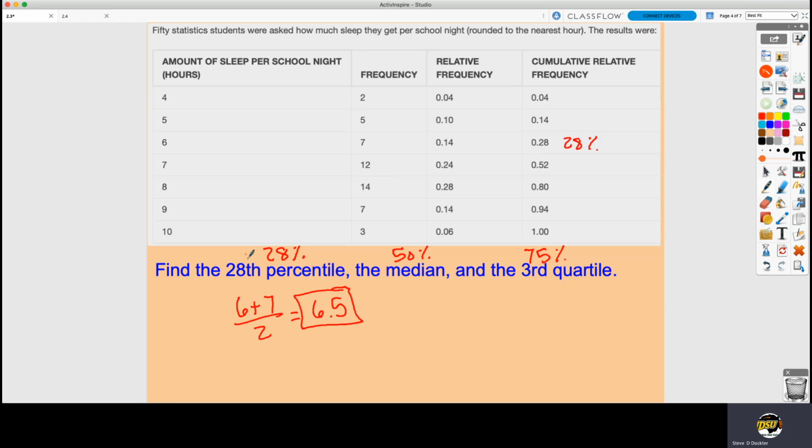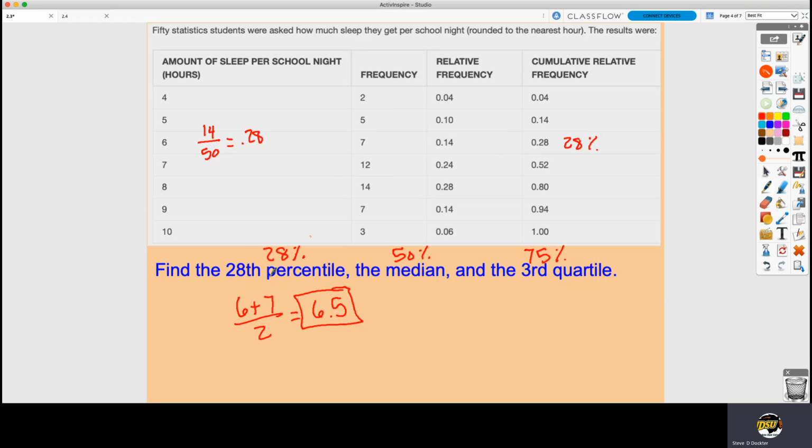Okay. To find the actual number that would work for the 28th percentile, it's going to be halfway in between these two numbers here. All right, because this is kind of like finding the median of all these numbers here. And what we have here is 14 out of 50, which would be equal to our 0.28. All right, and I got the 14 from adding these three together. And then it's out of 50 students. So that's how you get that.